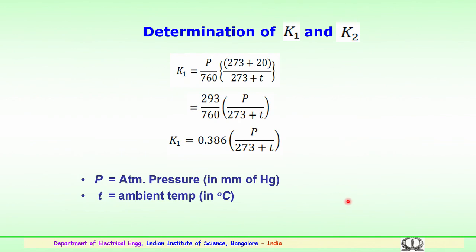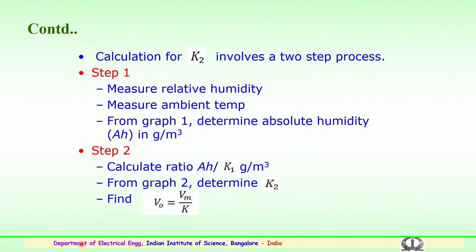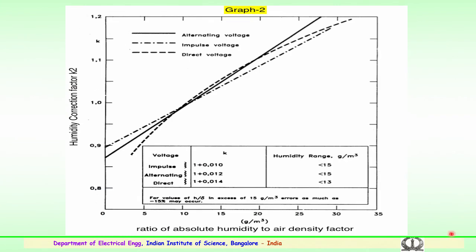So, finally, going back, we have to determine the voltage V0 from Vm: V0 is equal to Vm by K. K being K1 into K2, we have found K1 and K2 through the graphs, so we can calculate the values. The final voltage equivalent to the standard conditions can be obtained from the measured value using the factor K. So, it is very important for the measurements to incorporate the correction factor for the standard temperature and pressure values while using the sphere gap assembly.